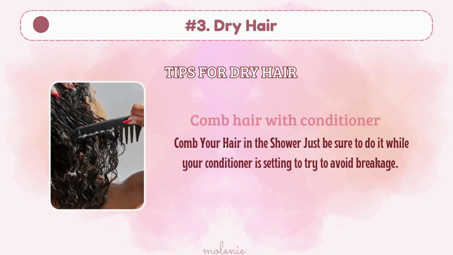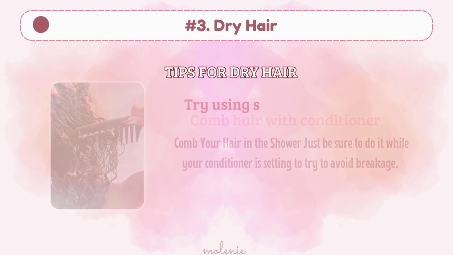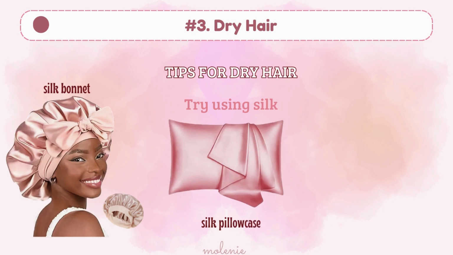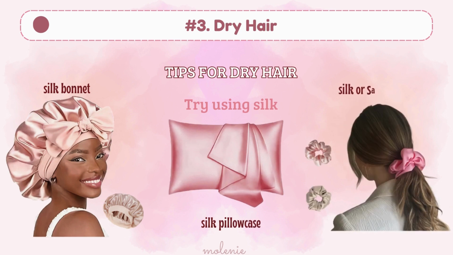Comb your hair in the shower. Just be sure to do it while your conditioner is setting to try to avoid breakage. Try using silk. Sleeping with a silk bonnet can prevent your hair from breakage and friction. Alternatively, if you don't want to wear a bonnet, a silk pillowcase could work just as well. Many people also use silk or satin hair ties to further reduce damage and friction to their manes.